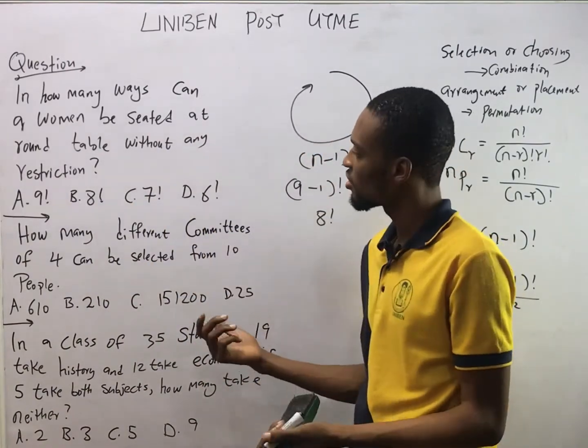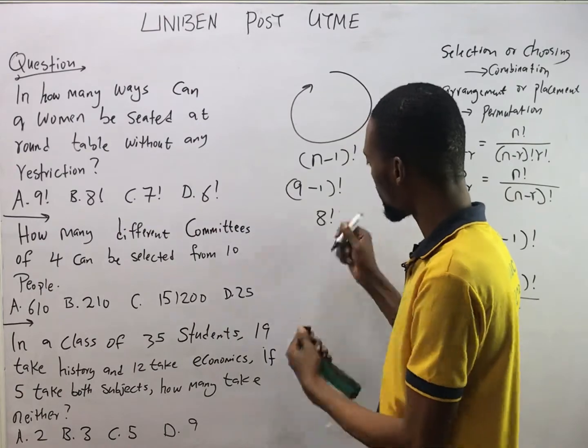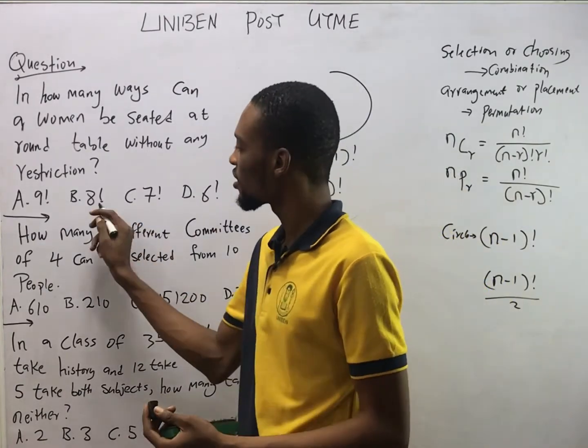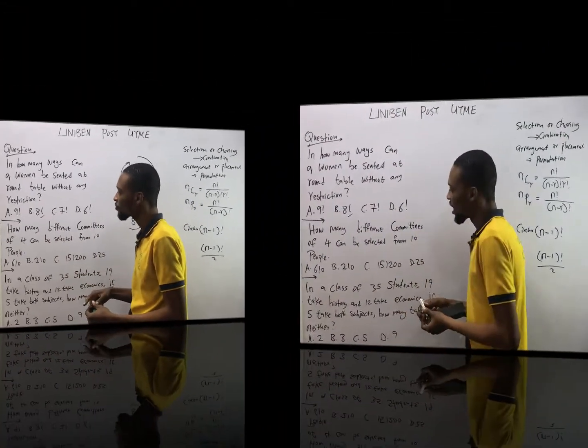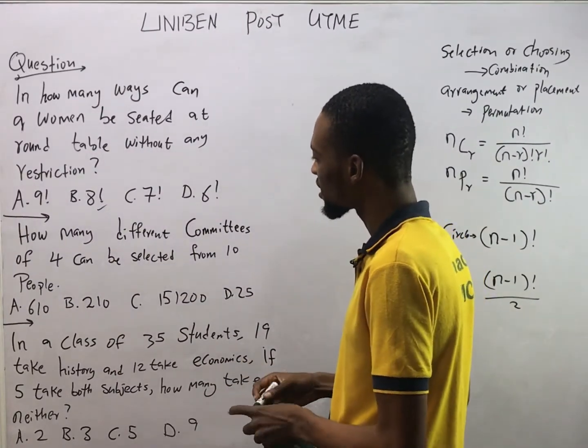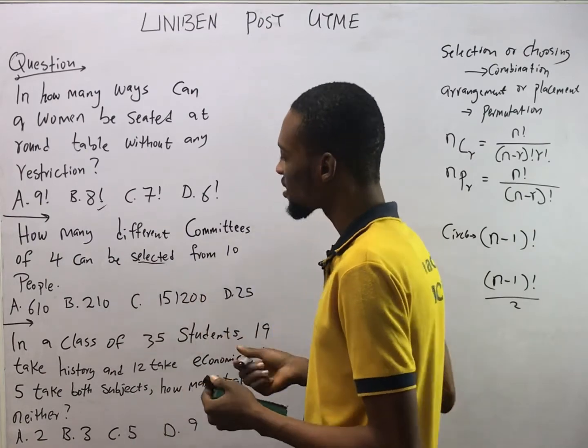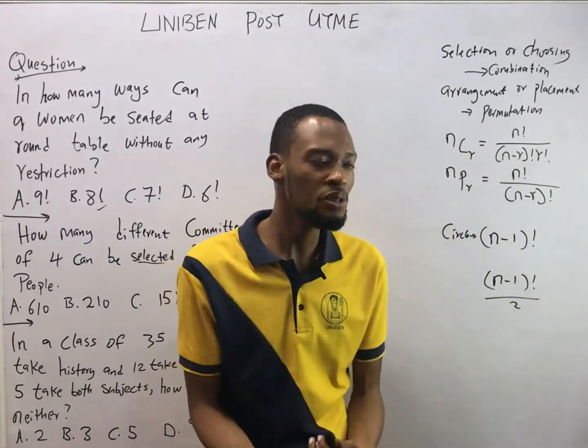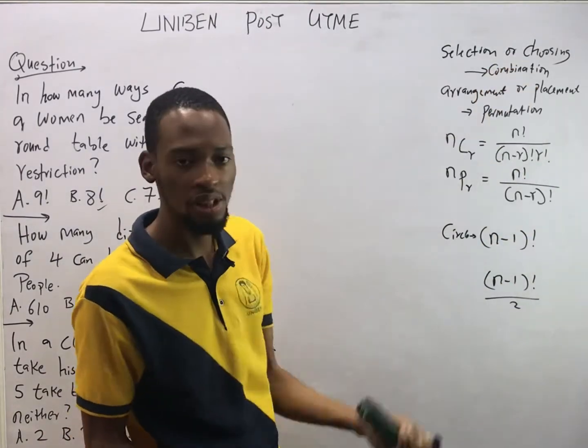So we can't do what's in the option. We just stop here. So your answer is 8 factorial. How many different committees of 4 can be selected from 10? Now what can you see from here? Selection or choosing. And I told you selection or choosing has to do with combination.